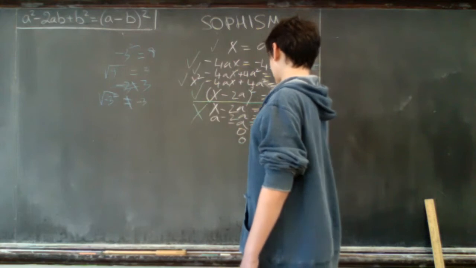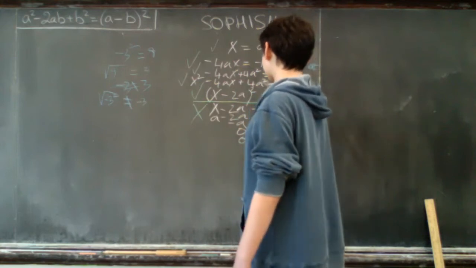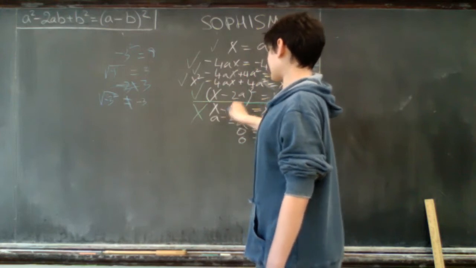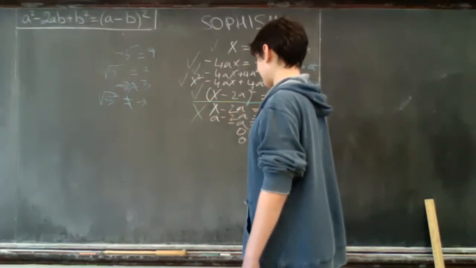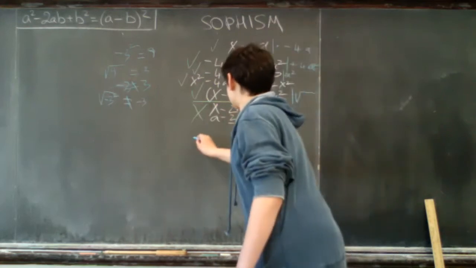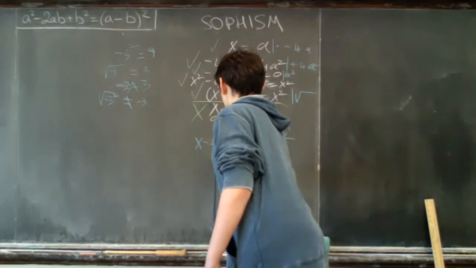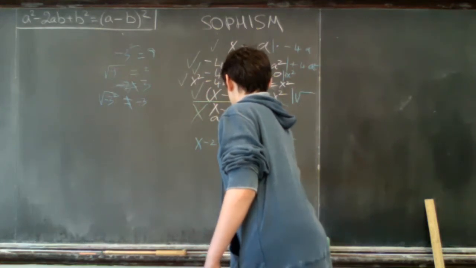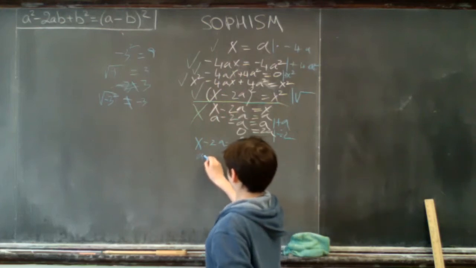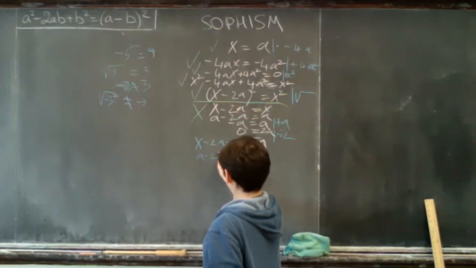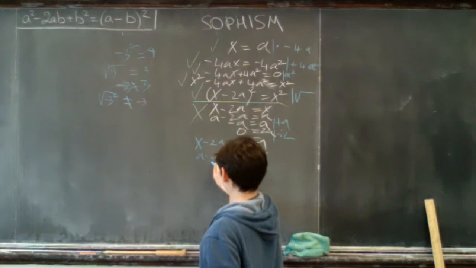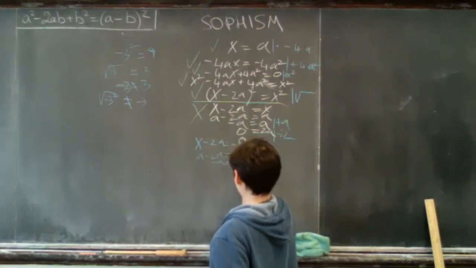But when I took the square root of it, this side remained positive, but this side did not change, or this side reverted back to being negative. So this would be correct if it was written as x minus 2a equals -x. And then I can finish that off by saying that that equals a minus 2a equals -a. And then that simplifies to -a equals -a.